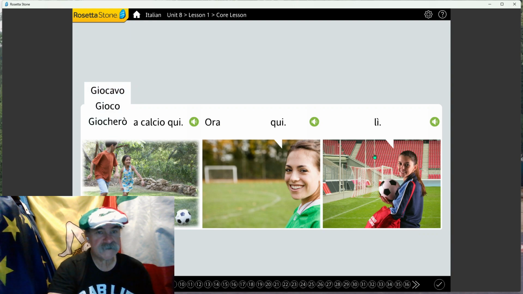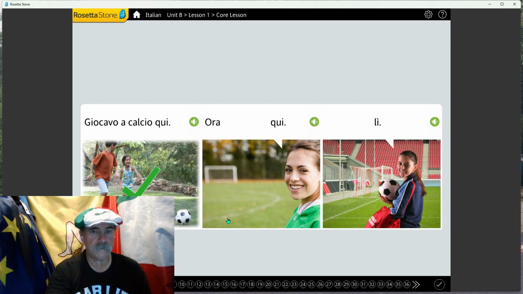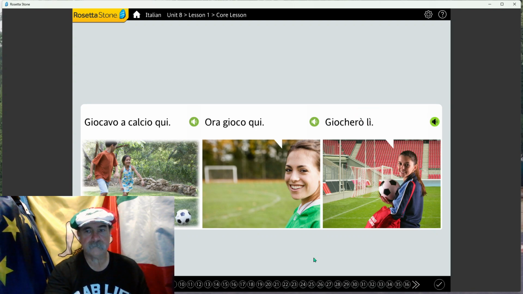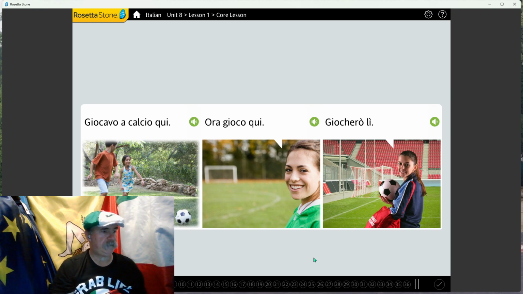Giocherò. She's going to play there. She is playing here. And they played? I'm going to go with giocavo for this one. Giocavo a calcio qui. Ora gioco qui. Ora gioco qui. And lì. Giocherò lì.